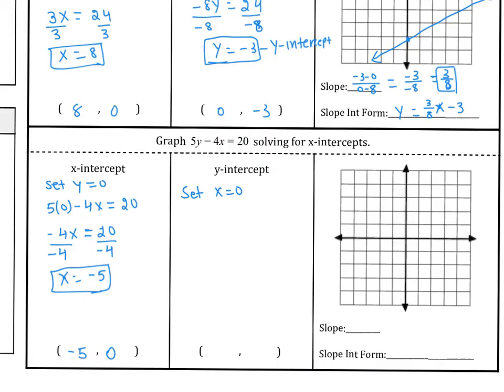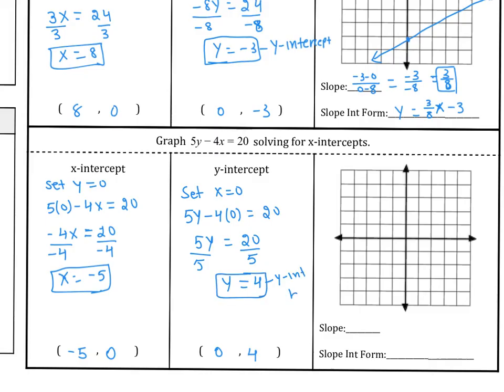For the y-intercept, you set x equals 0, so you write x as 0. So you're going to be left with 5y equals 20. Divide 5 on both sides. You're going to get y equals 4. So 0, 4. And that is going to be your y-intercept. Remember, y-intercept is the same as b, because we're going to use that for slope-intercept form.